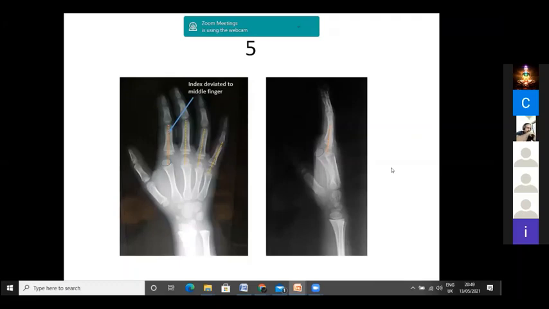So what sort of a dislocation? As Ijaz has rightly identified, it is a metacarpophalangeal dislocation. So there is a dislocation between which metacarpal and which phalanx? Second metacarpal and the proximal phalanx. Very good. Most commonly metacarpophalangeal dislocations happen in the index finger as well as in the little finger, because these are the common areas which are exposed.